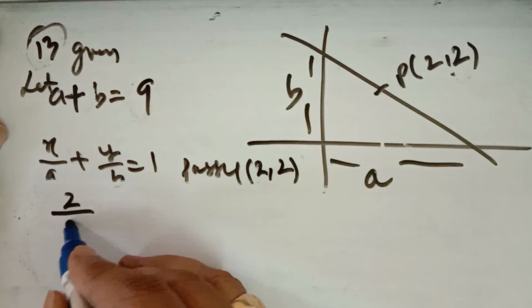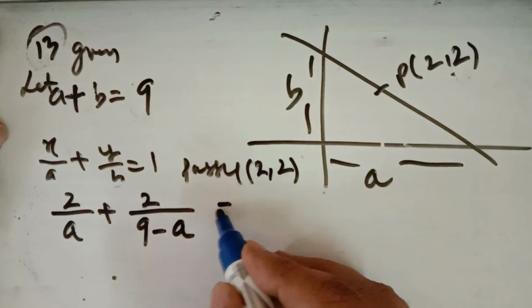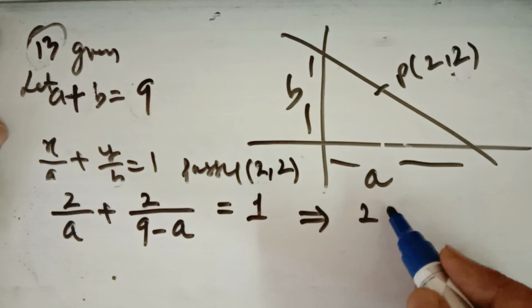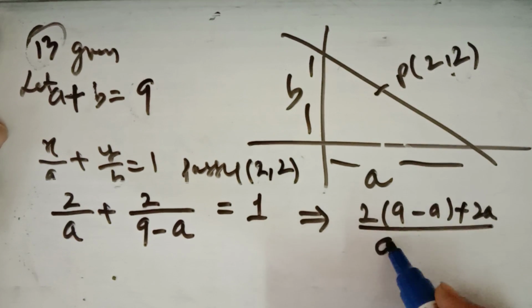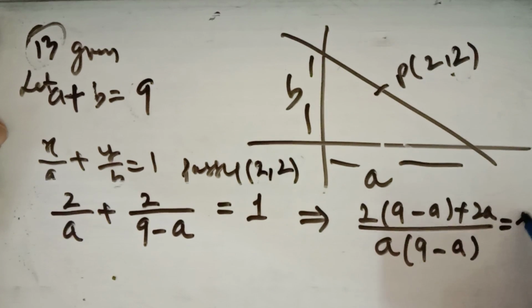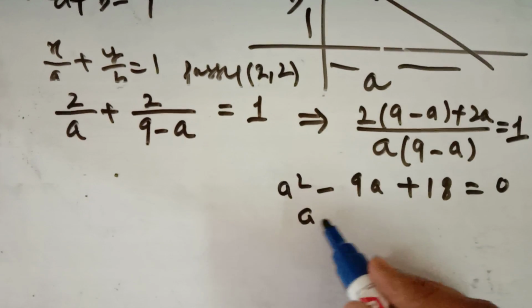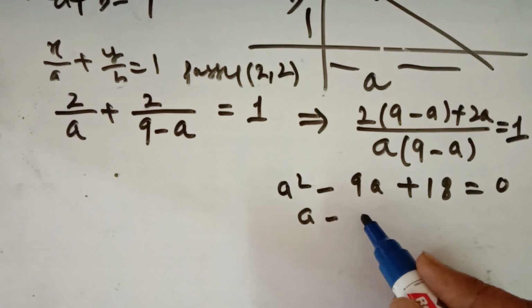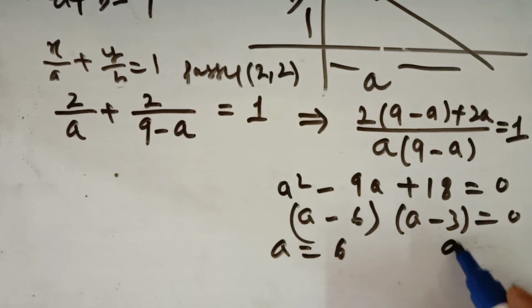So x upon a plus y upon b equals 1, and in place of b you can write 9 minus a. You'll get a quadratic equation: 2(9 minus a) plus 2a upon a into (9 minus a) equals 1. When you cross multiply it, you will get the quadratic equation a squared minus 9a plus 18 equals 0. When you solve this quadratic equation, you will get (a minus 6)(a minus 3), so the value of a is 6 or a is 3.